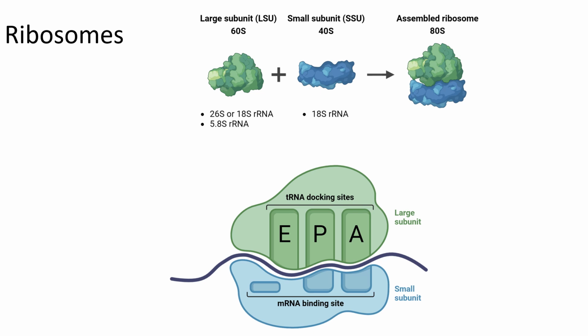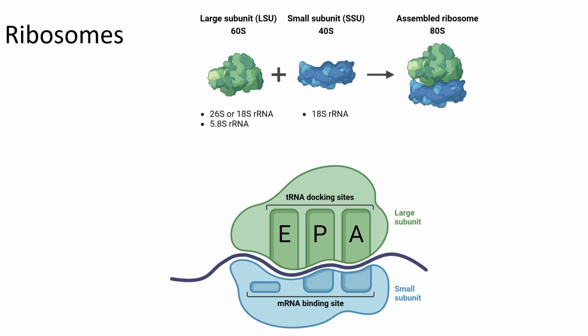The large ribosomal subunit has what are called tRNA docking sites. I think of these docking sites kind of like stages on an assembly line. And there are 3 stages on this assembly line, or docking sites. Docking site A is where tRNA molecules first kind of find their way to the large subunit and enter it.